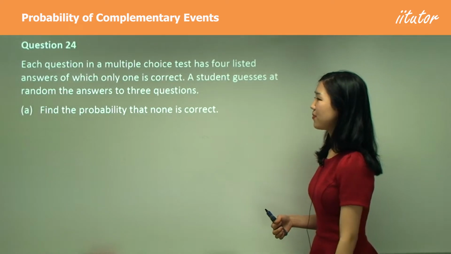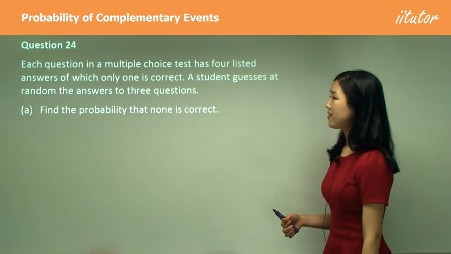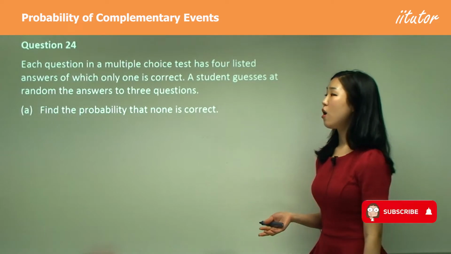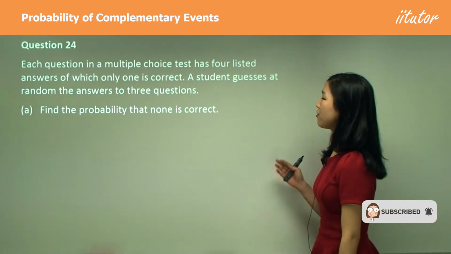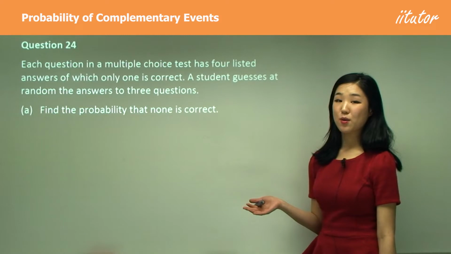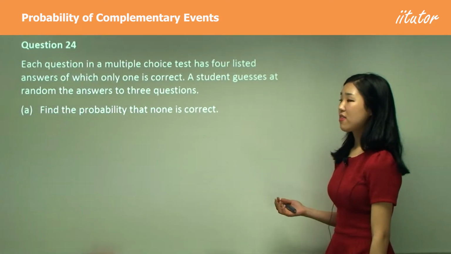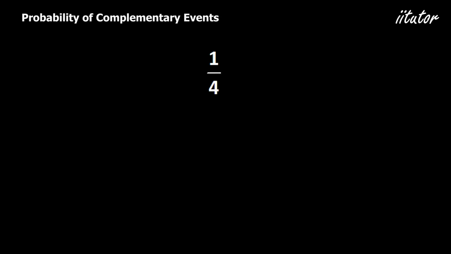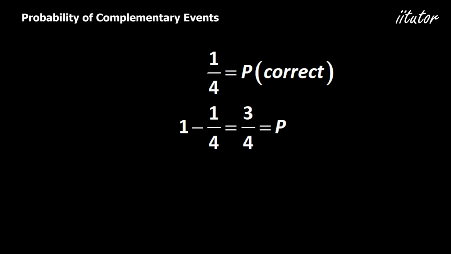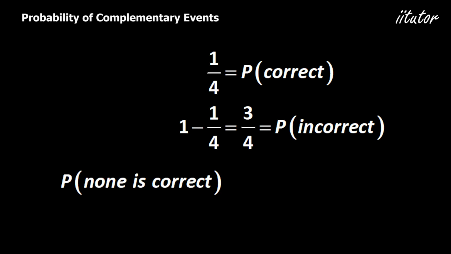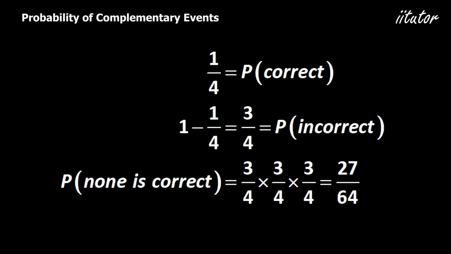Starting from 24. Each question in a multiple choice test has 4 listed answers, of which only 1 is correct. A student guesses at random the answers to the 3 questions. In part A, he wants to find the probability that none of them is correct. 1 out of 4 is the probability that he'll get it correct. So the remaining probability, which is 1 minus 1 over 4, which is 3 out of 4, is the probability that he will not get it correct. It's wrong. So if he wants all 3 to be wrong, it's going to be 3 out of 4 times 3 out of 4 times 3 out of 4, which is simply 27 over 64.